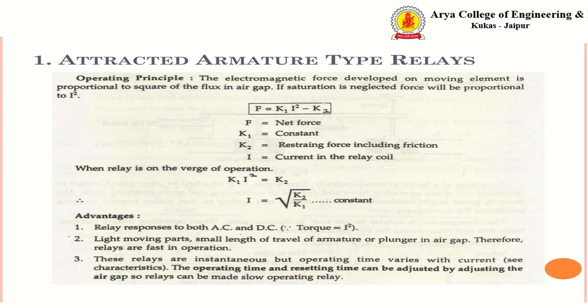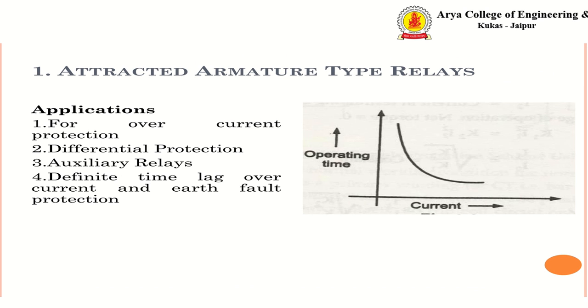Light moving parts are there, and the small length of travel of the armature or plunger in the air gap means relays are fast in operation. These relays are instantaneous, but operating time varies with current. It depends on characteristics. We can observe through them. The operating time and the resetting time can be adjusted by adjusting the air gap. So relays can be made slow operating relays.